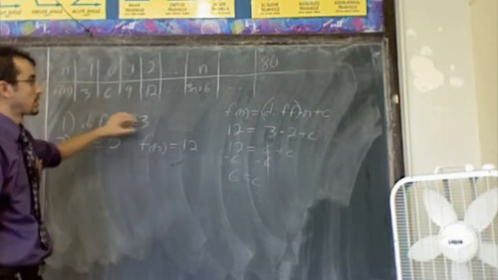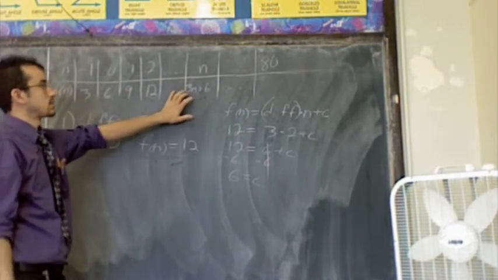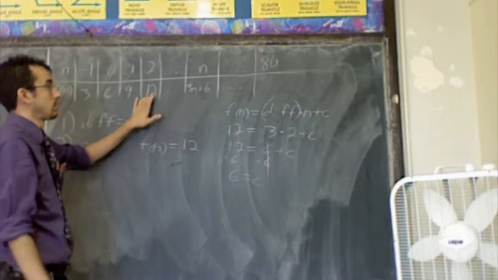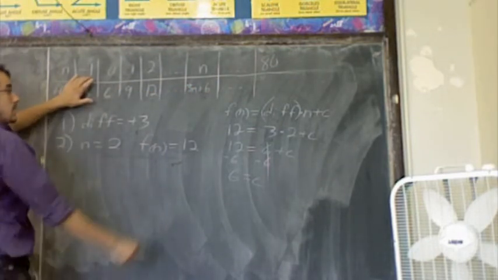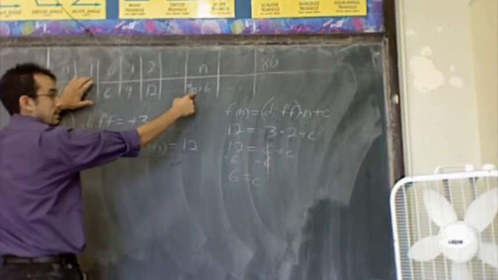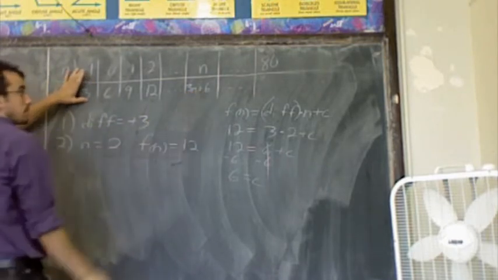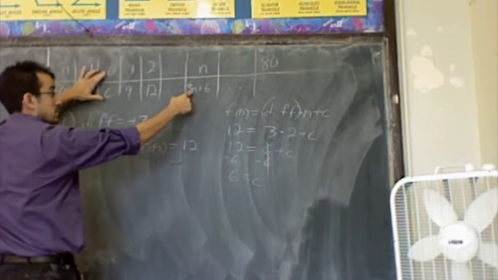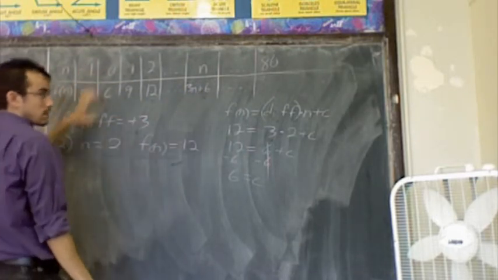I just want to make sure it works again. 3 times n plus 6, so if n is 2, that's 3 times 2, that's 6. 6 plus 6 is 12. Try for negative 1. 3 times negative 1 is negative 3. Negative 3 plus 6 is positive 3. It even works for 0. And like I said, this would be easy. 3 times 0 is 0. 0 plus 6 is 6.